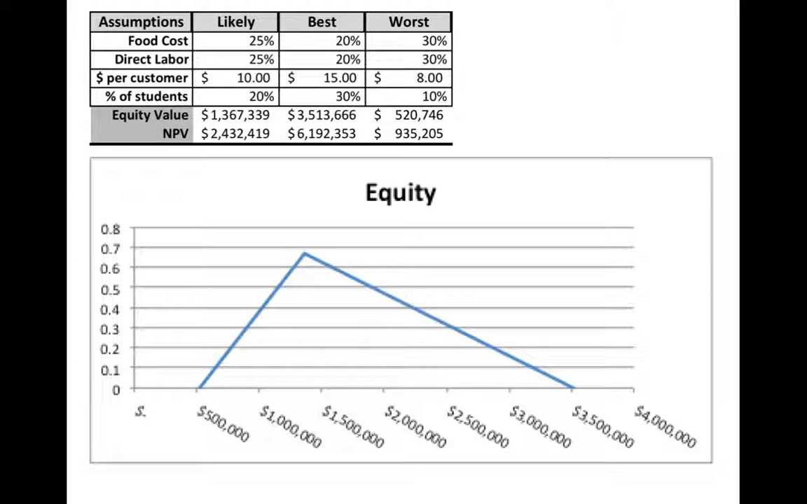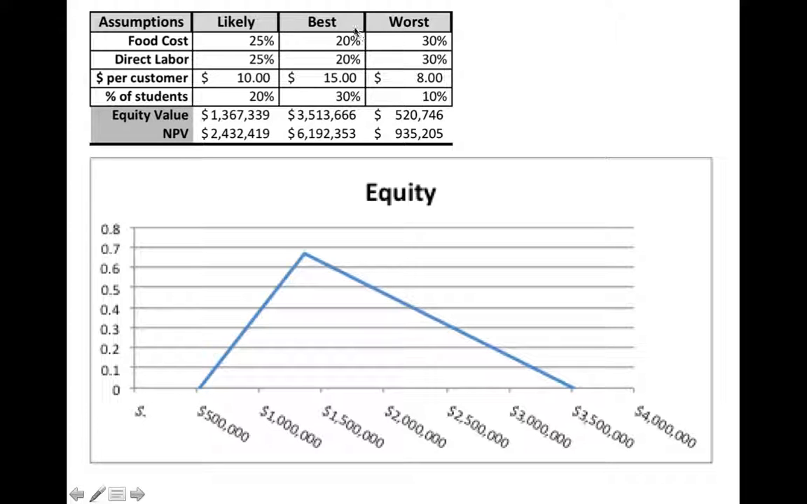Again, if you want to think about that, on any given day only about 50% of students are on campus. So throughout the week, what you're really talking about is that we might see 20% of the students, or let's call it 10% of the total population on any given day. In terms of that likely case, we come out with an equity valuation of about $1.3 million, net present value about $2.4 million.